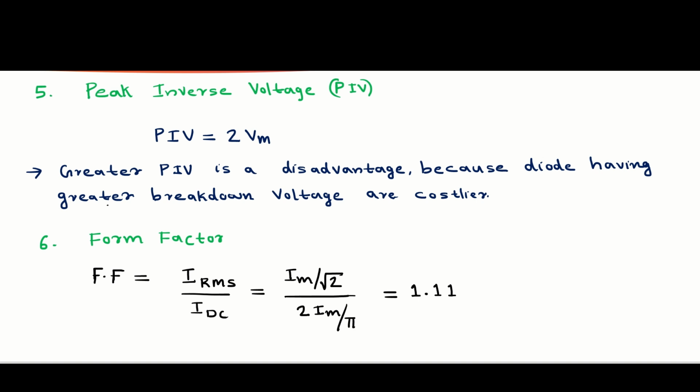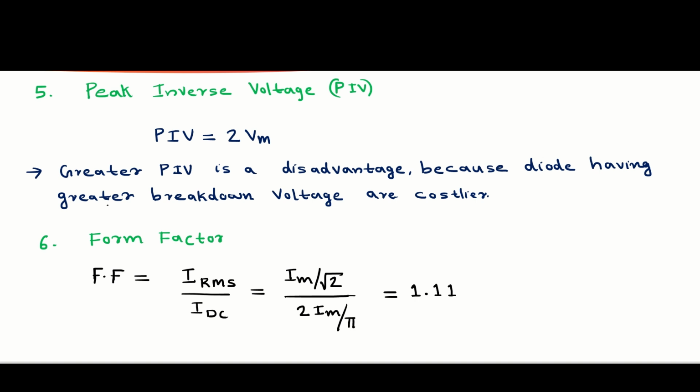And the fifth parameter is peak inverse voltage. What do you mean by peak inverse voltage? It is the maximum voltage which appears across the diode in the rectifier when the diode is not in conduction. That means the diode is in reverse bias mode. So for a center tapped full wave rectifier, PIV is 2 times Vm. That means 2 times the maximum value of output voltage.